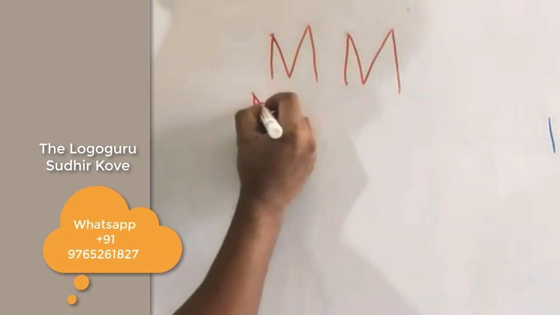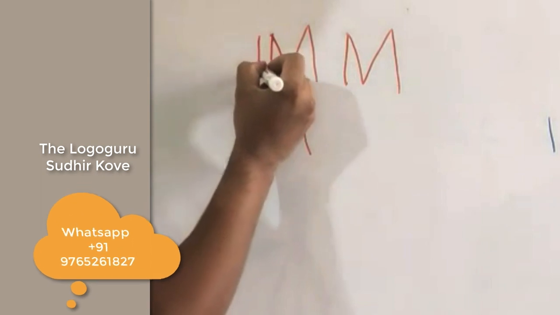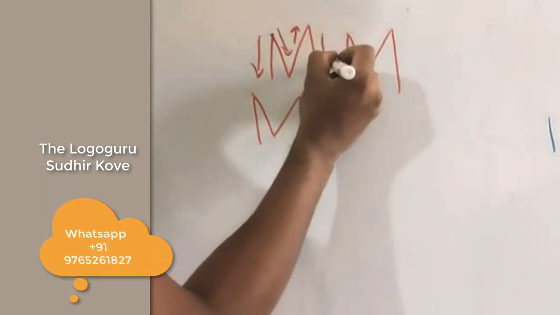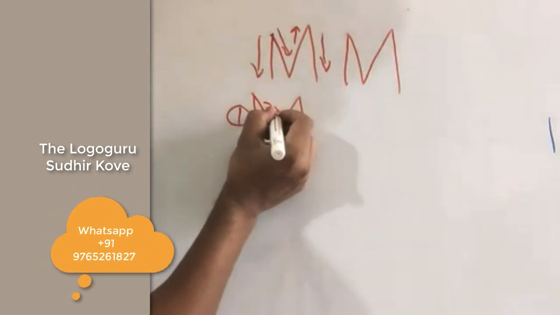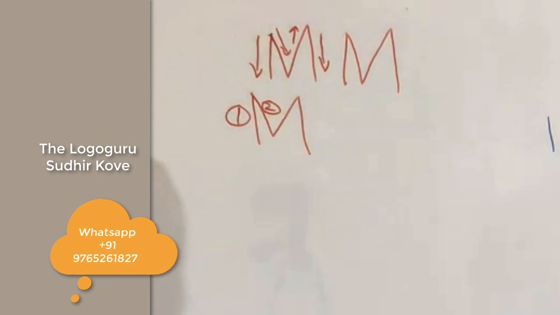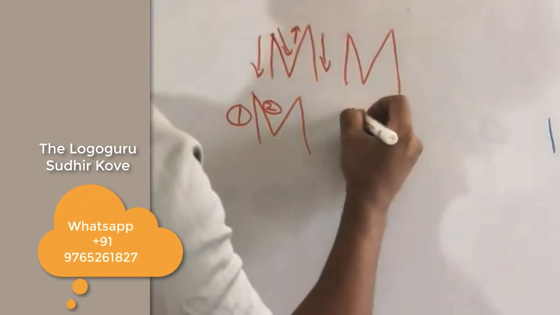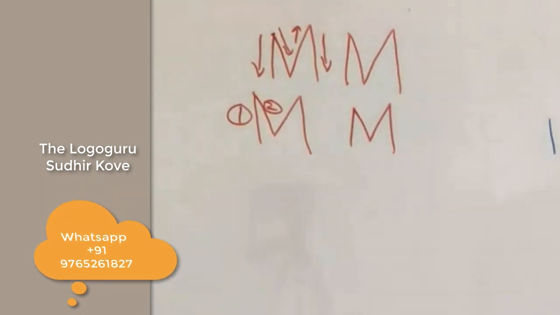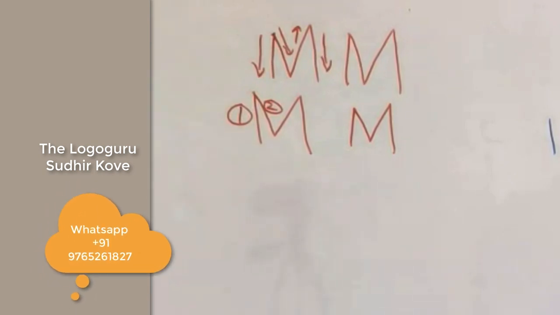The first and the second stroke is a combination of three lines. So it goes like this, this also goes like this, and this. So this is stroke number one, and this is stroke number two. So there is no third stroke. In a single go, without lifting the pen, you are supposed to complete the M. This is a very, very powerful formation. So guys, we have discussed three letters, mainly T, E, and M.